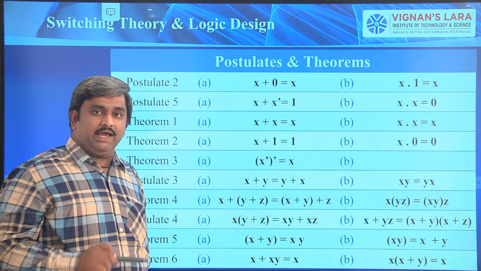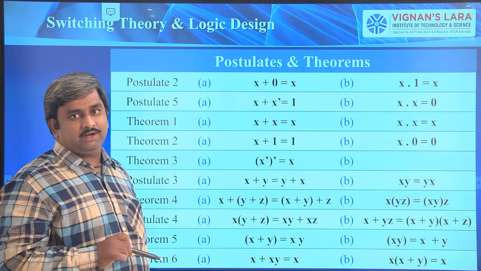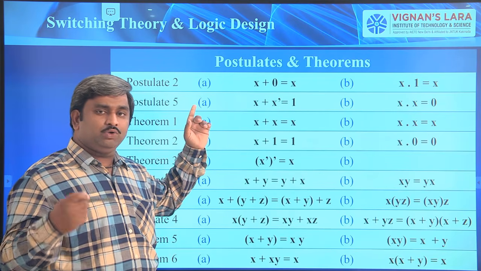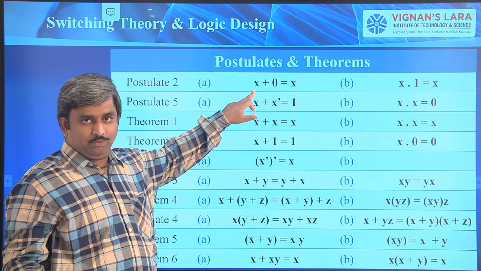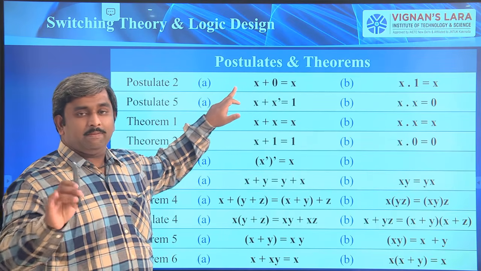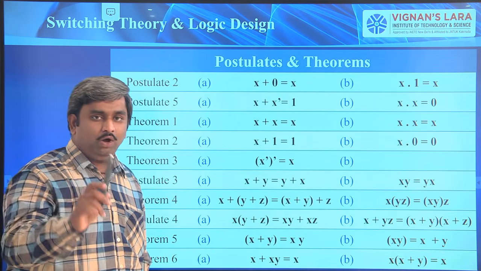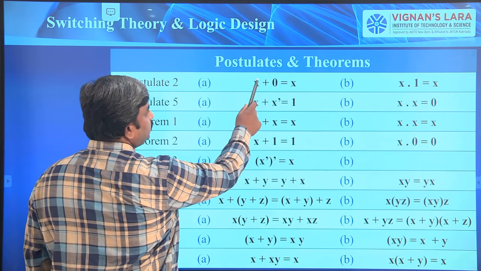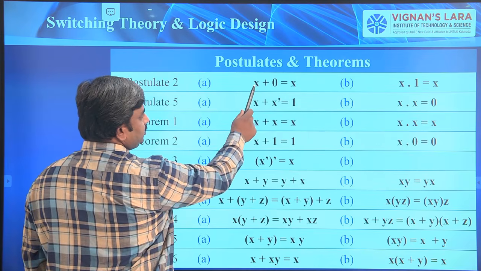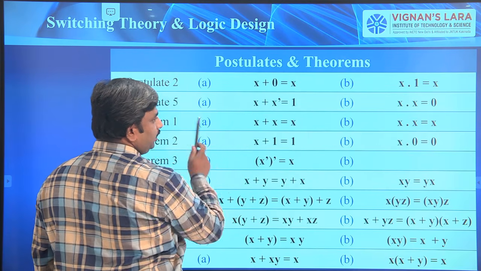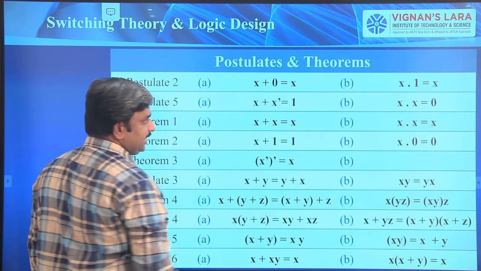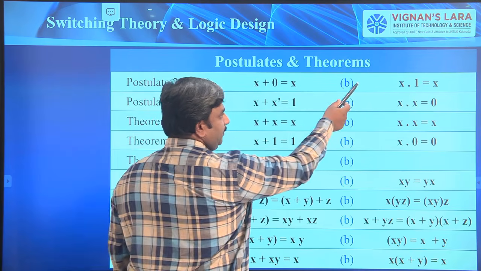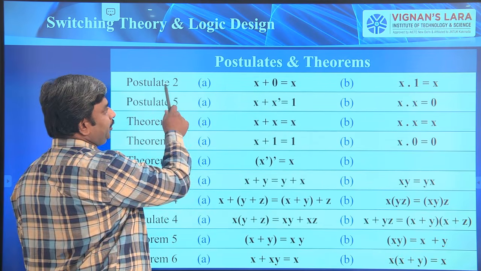Here x is nothing but a binary signal. X, y, z, a, b, c, whatever variable you want to represent, you can represent. This is a variable, a binary signal. The binary signal has only two forms, 0 and 1. In the place of x, if you put 0, 0 plus 0 is equal to 0. If you put 1, 1 plus 0 is equal to 1. So the x value is represented as x. This is a universal fact. Coming to the second postulate, we have the B condition also. In postulate 2 we have A and B.